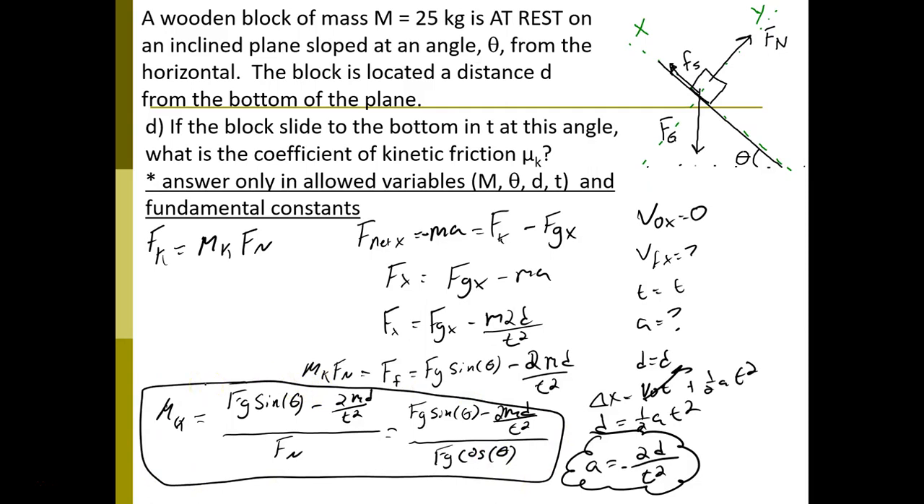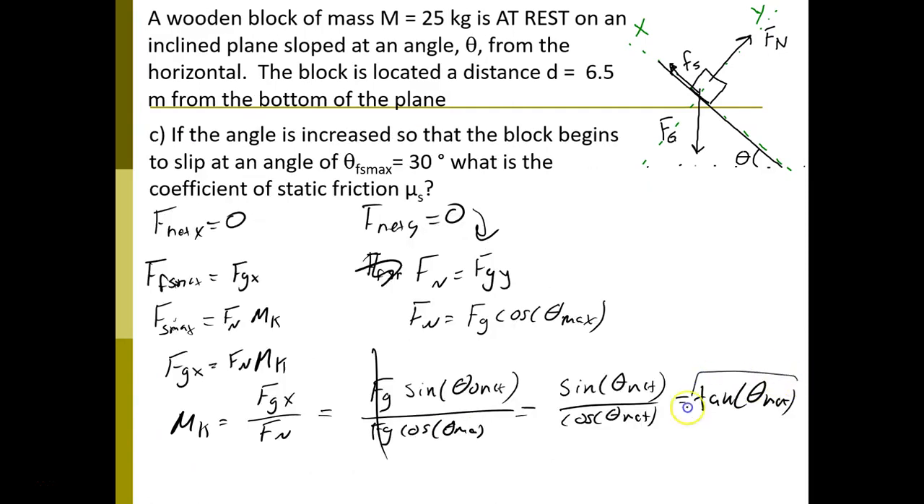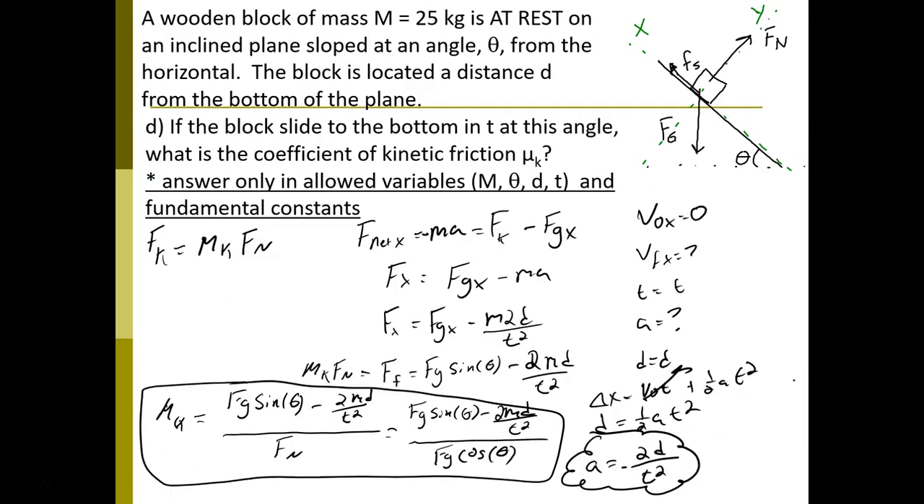And if we actually look at this equation compared to this equation, we find that we can simplify this, saying that the coefficient is going to be equal to the tangent of theta minus 2md over Fg cosine of theta times t squared, which means that this coefficient is always going to be smaller than my coefficient of static friction, which is correct. We can go over this problem again in class if you want to, but go ahead and answer that video check problem.